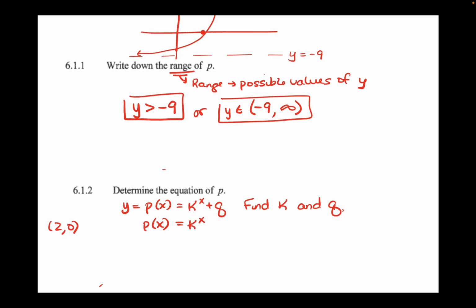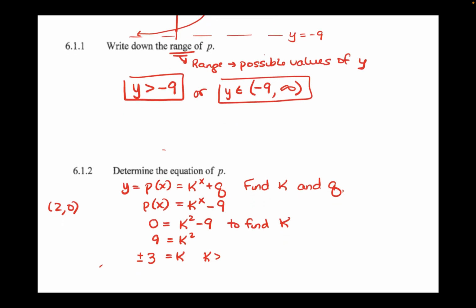P of x equals k to the x would have a horizontal asymptote of y equals 0, and so shifting it down by 9 gives us a q value of -9, and then we can use our point (2, 0) to find k, and we solve this equation by isolating the k. It's a quadratic equation, so you could use other methods, and that means that k could be plus or minus 3, but in this problem we were told that k is greater than 0, so the only possible answer was k is 3. And now we can go back and write our equation as 3 to the x minus 9.